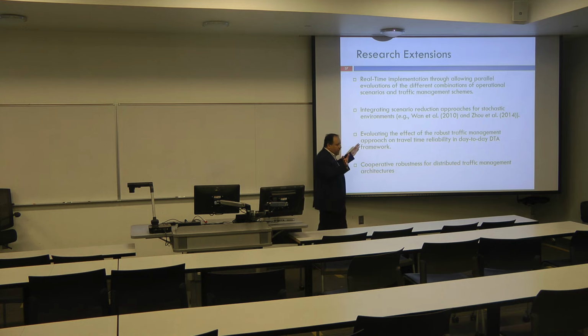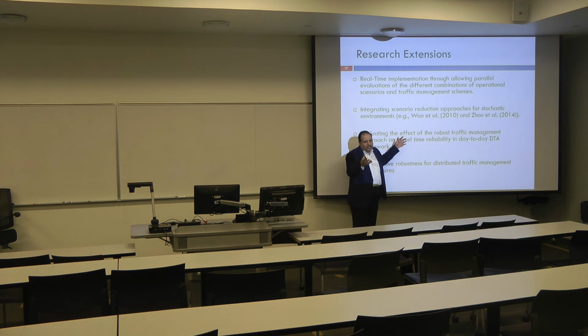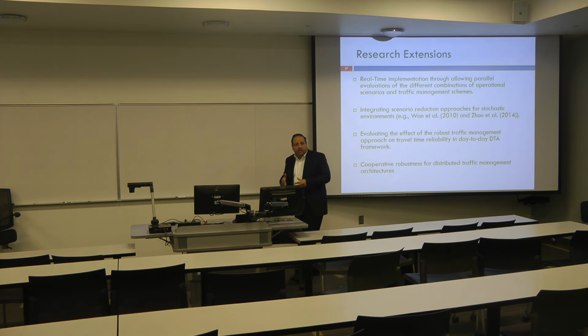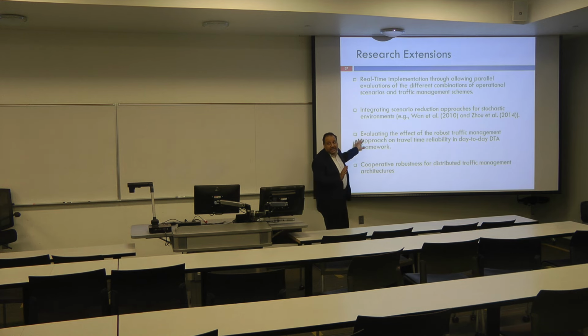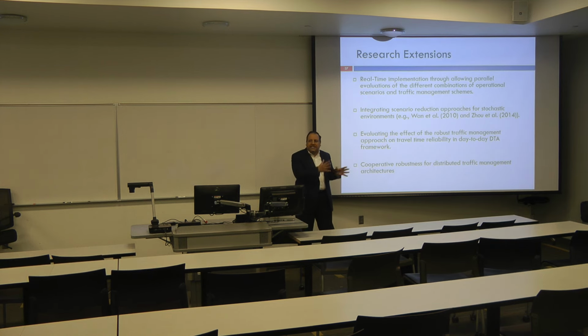Of course, here we looked at a limited number of scenarios. It was simple to say we have 5 scenarios, but in the real world, you could have many scenarios. So we're looking at ideas for scenario reduction for stochastic optimization. People have done that, and we can integrate some of these ideas here. Also, we need to look at, from a traveler point of view, how this improves the reliability of the traveler when you do this robust traffic management scheme. Here we look more from a system perspective.